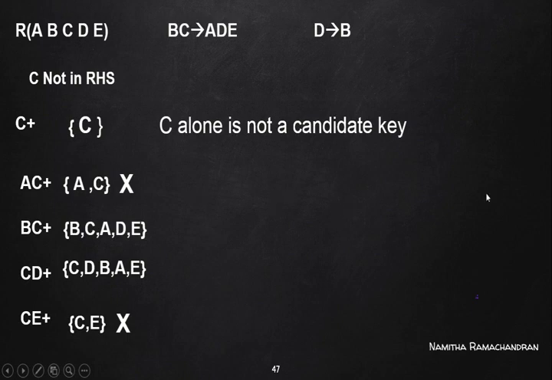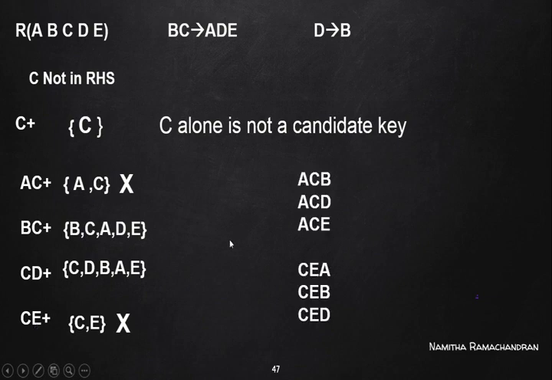Higher set means a set containing three attributes, two of which are AC, and another set containing three attributes in which two elements are C and E. Okay, the possibilities are ACB, ACD, ACE, CEA, CEB, CED. Okay, so consider this set containing three elements, two of them being A and C.